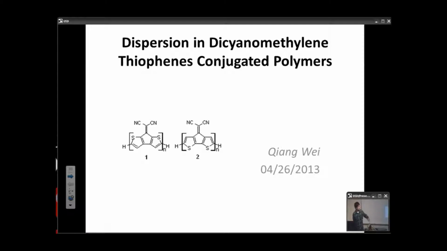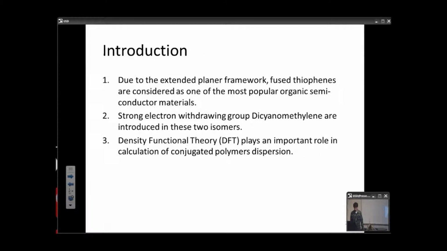Today I'm going to talk about the dispersion in dicyanomethylene-thiophene conjugated polymers. In the slides we can see there are two types we're going to talk about. Compound number one is this polymer, and compound number two is the trans polymer. So first, I will introduce something about this thiophene compound.